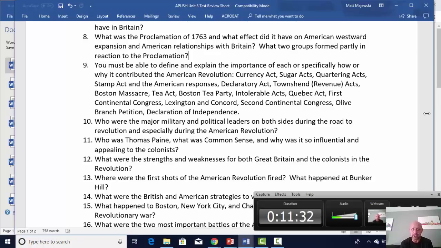The Quartering Act also was to get Americans to pay for troops permanently in North America. The British attitude is, hey, these troops are here to protect you. You should pay for part of their cost. The Americans basically thought it was a violation of their rights.